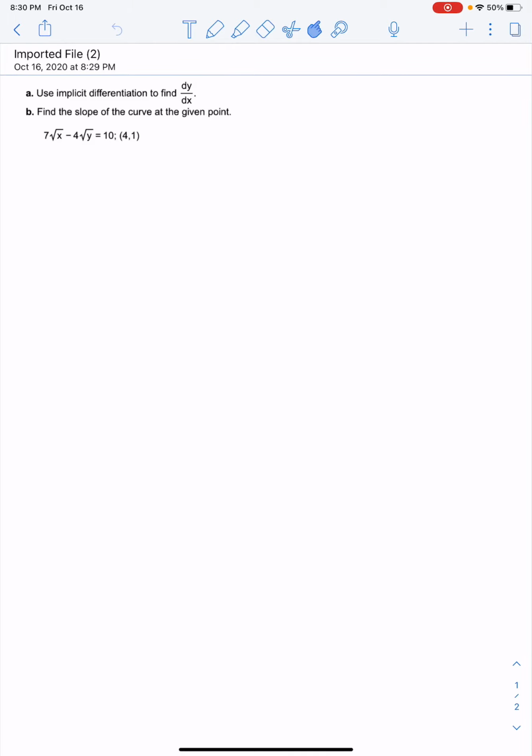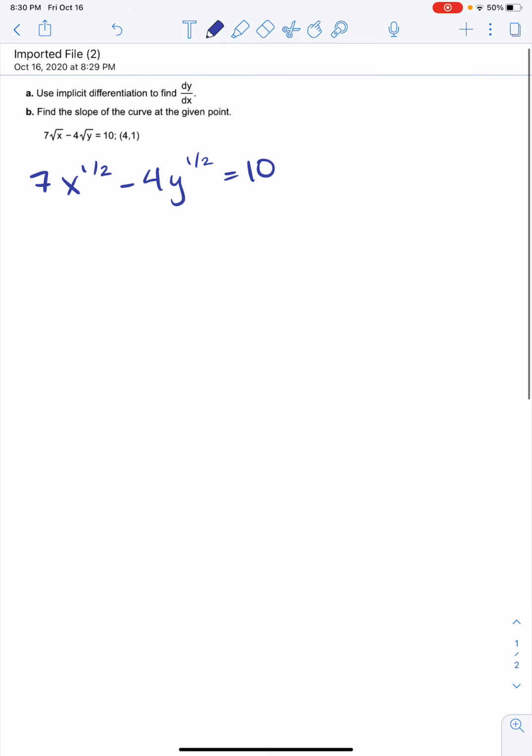All right, let's work on this problem. So to start with, we take the derivative of both sides of this equation. Actually, I'm going to rewrite it. 7x to the 1/2 minus 4y to the 1/2 equals 10. So I didn't do anything except write the square roots as powers. That way we know we can use the power rule now.